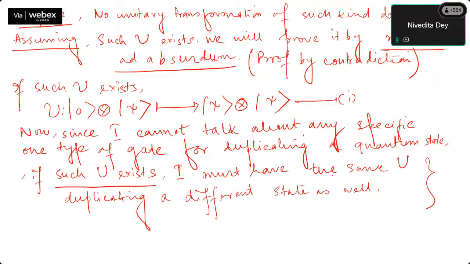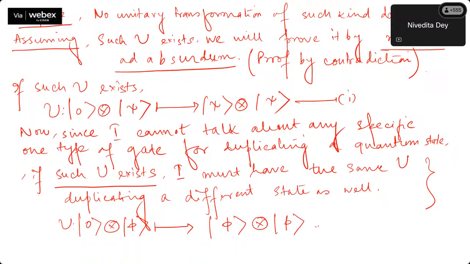So considering that exists, that means you can also do this. If it can do it for psi, then for phi as well, it should be able to do that. Say this is equation number 2, right? Now if both are true, then let me take an inner product of psi and phi.